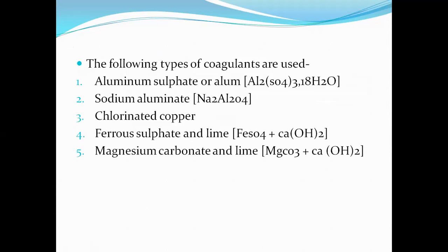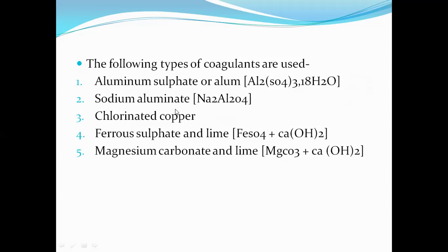Now see, there are some common coagulants which can be used for the coagulation process. First is aluminum sulfate or alum. This is used for coagulation. Al2(SO4)3·18H2O is the formula of this coagulant, aluminum sulfate or alum.